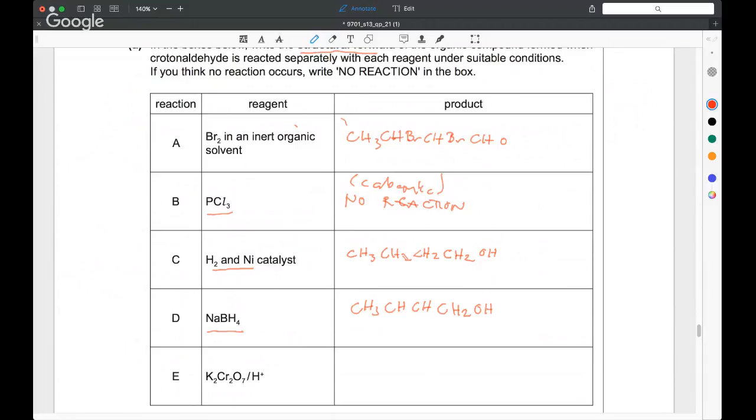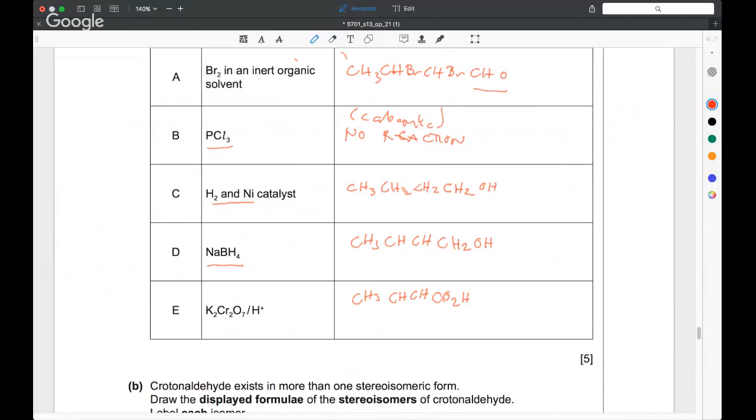And finally, you've got potassium dichromate. That's a well-known oxidizing agent. And you need to know that if you oxidize an aldehyde, then you get a carboxylic acid. So nothing's happened to the carbon-carbon double bond, but you have oxidized the aldehyde to a carboxylic acid. There it is, CO2H.